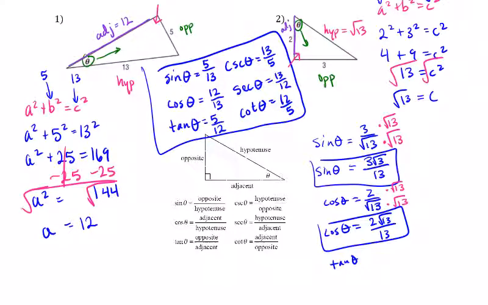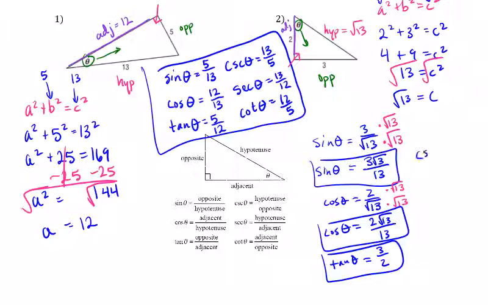Then tangent. Tangent is opposite over adjacent, right? So opposite 3, that's the TOA part of SOHCAHTOA. So opposite is 3, and adjacent is 2. So 3 over 2. So we don't have to rationalize that. It's good the way it is. It's reduced.